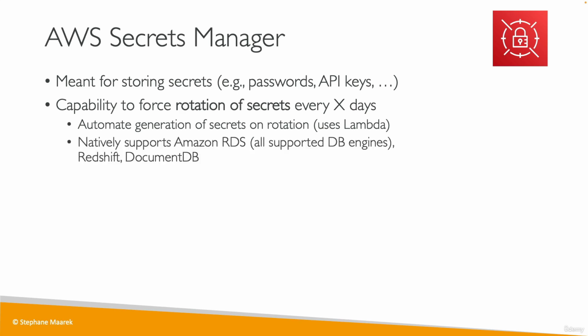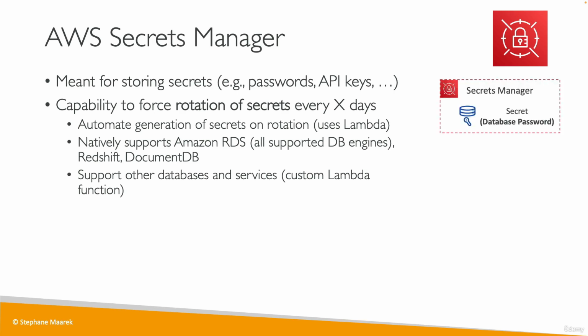There is a native integration between RDS and Secrets Manager for all DB engines, but also Redshift, DocumentDB, and so on. And for other databases or services that you want to rotate automatically, you would have to write a custom Lambda function that would generate these secrets and then insert it into Secrets Manager. So here in this diagram, we have Secrets Manager, and it contains a secret. It's a database password, and it's actually the database password of our RDS database. So they're linked together and they will change together.